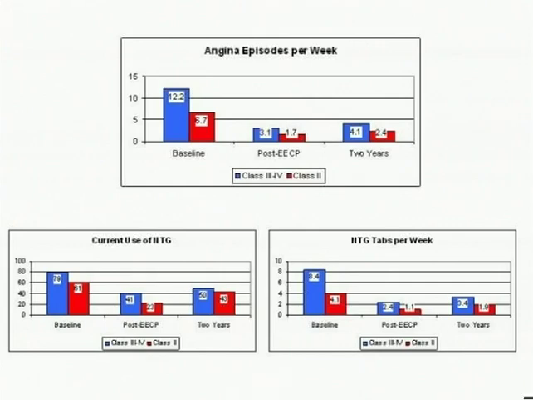Both groups were doing fairly well at 2 years. Current use of nitroglycerin tabs per week fell in both groups. So you don't have to be on death's door with nowhere else to go to get better with ECP. We can treat mild angina and still help you out, and I feel improves your long-term outcome.